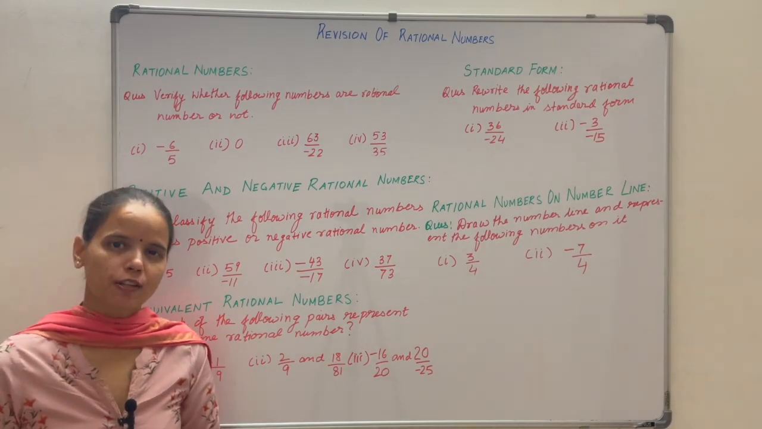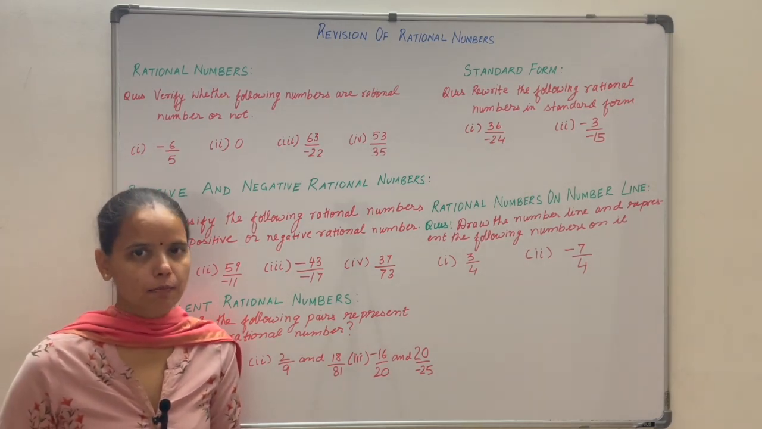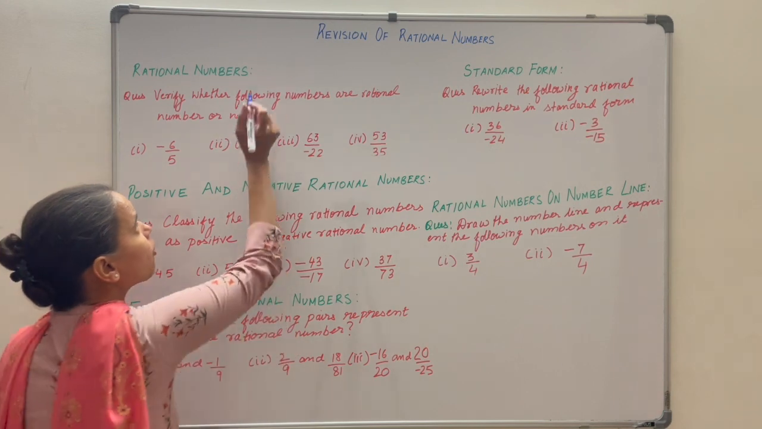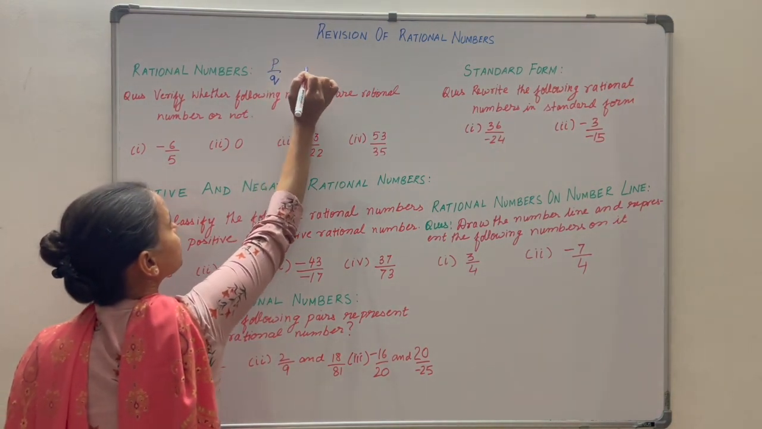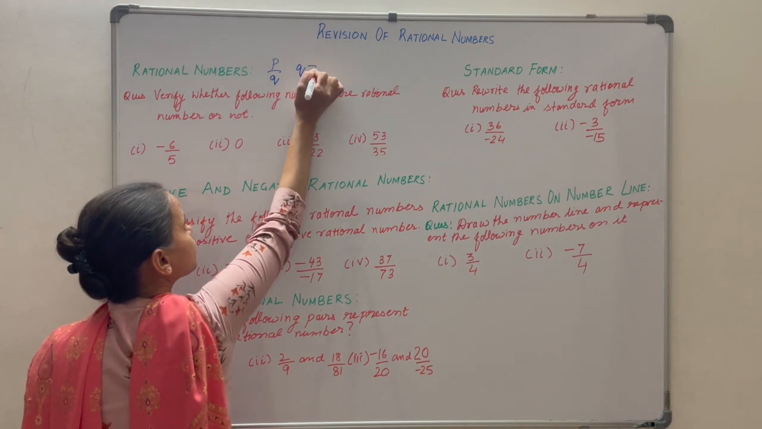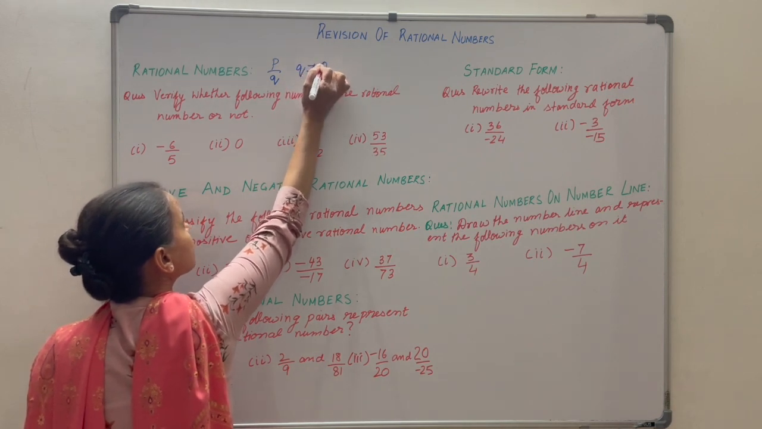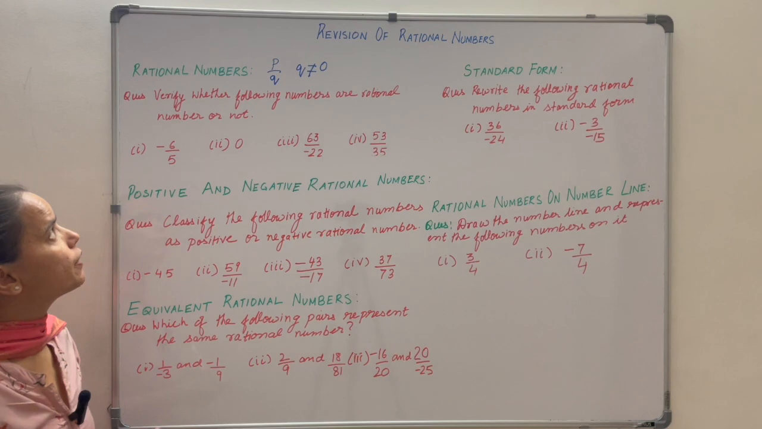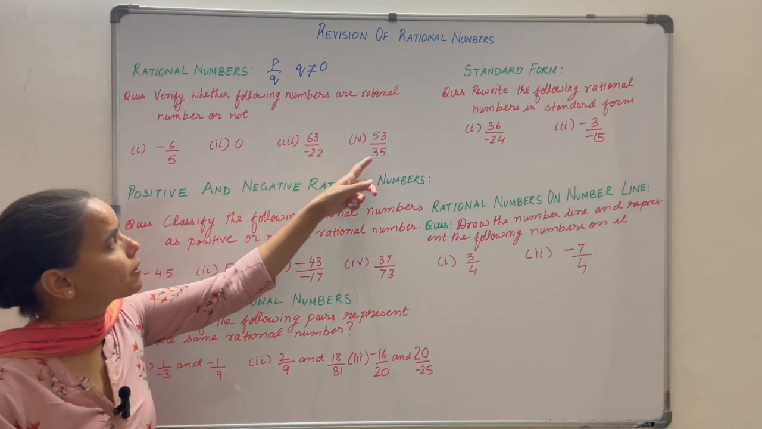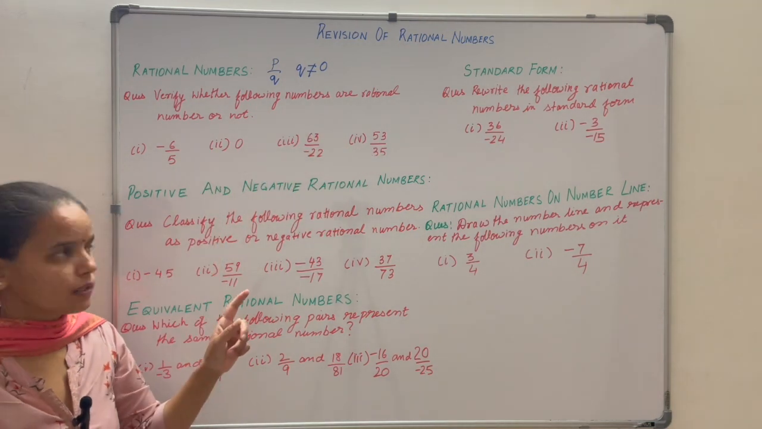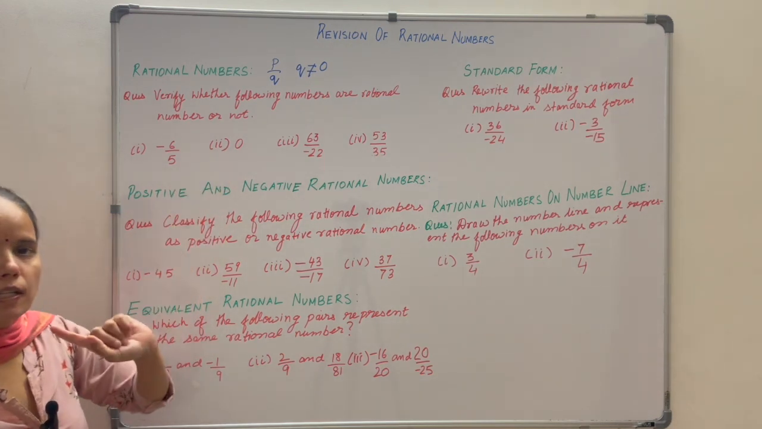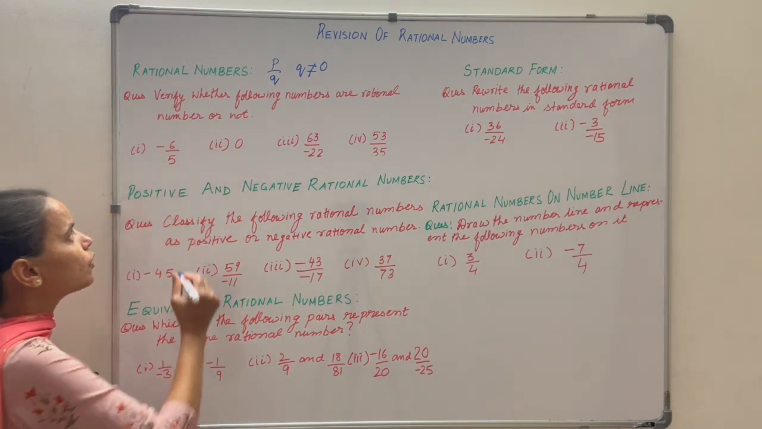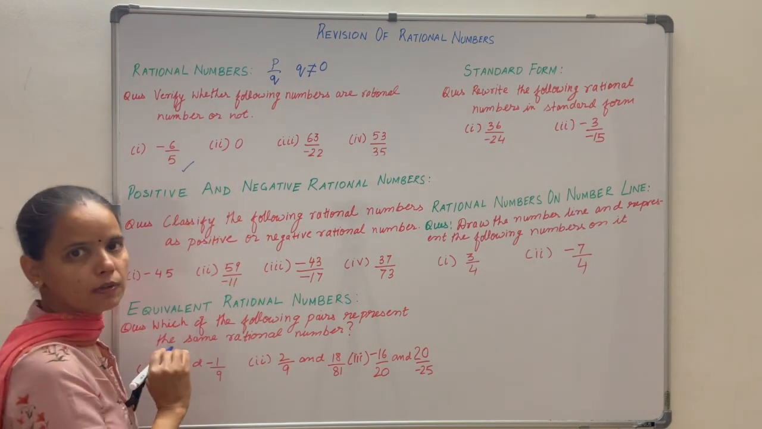Revision of rational numbers. Rational numbers are the numbers which can be written in the form of P by Q, where P and Q both are integers and Q is not equal to 0. Verify whether the following numbers are rational numbers or not. So minus 6 by 5, both are integers and denominator is not equal to 0. So this is a rational number.